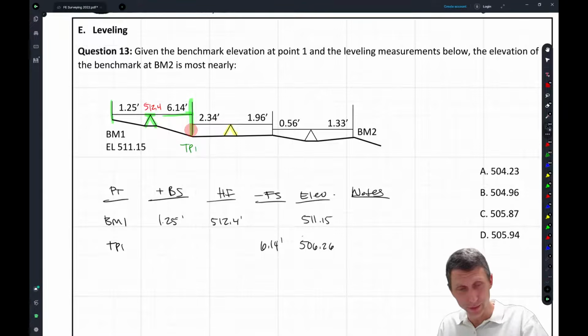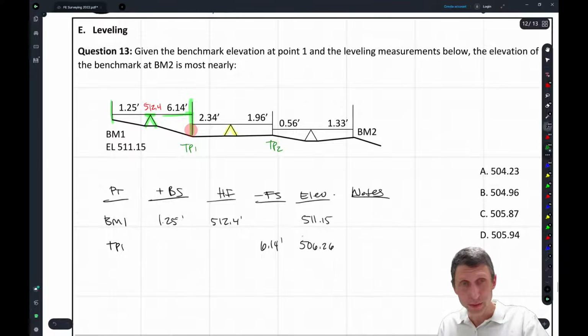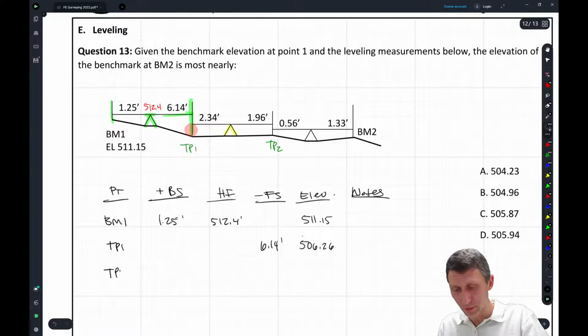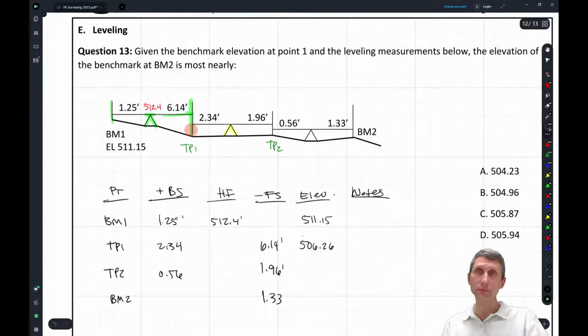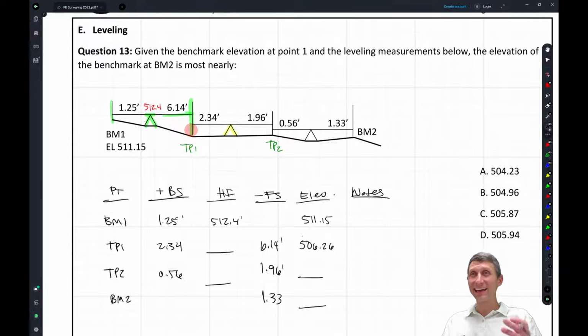I'm just going to keep writing these in. I'm going to put turning point 2 here. We have the benchmark, but basically we're going to have the turning point 2, and we're going to have benchmark 2. So we're going to have our backsight of 2.34, our foresight to turning point 2 of 1.96. Our backsight to turning point 2 is going to be 0.56. Our foresight to the benchmark is going to be 1.33. And honestly, you don't need to write all of these down, especially if you get a problem like this. I kind of like to write them down just for completeness here.